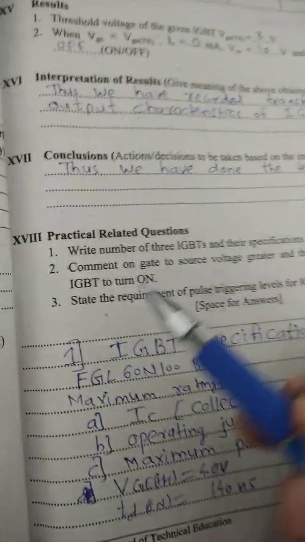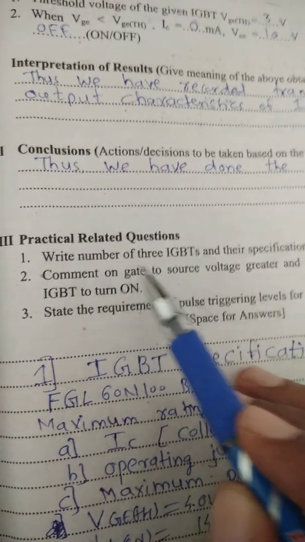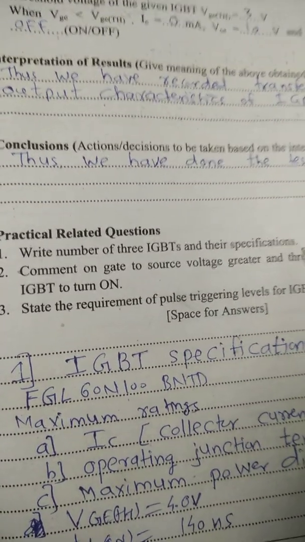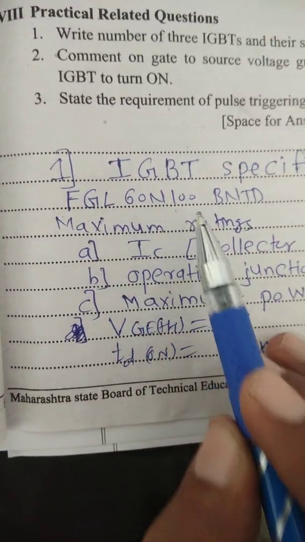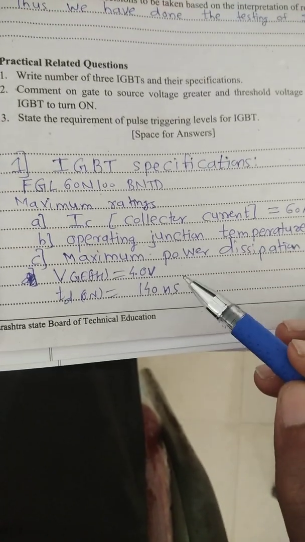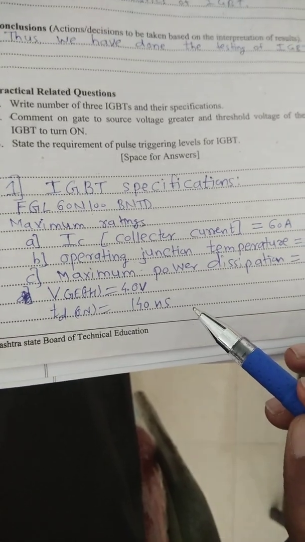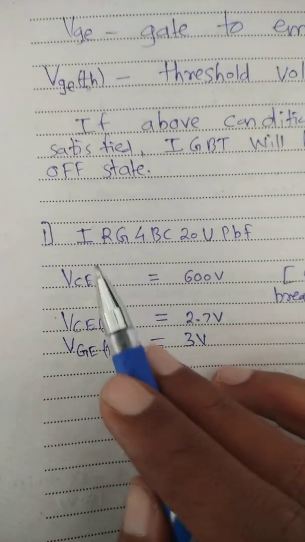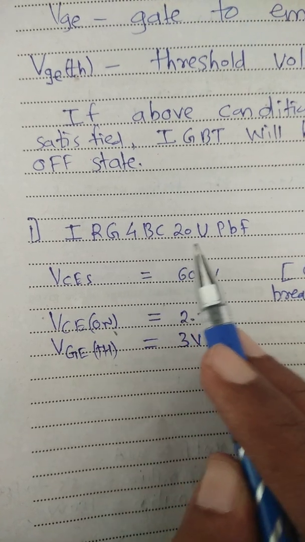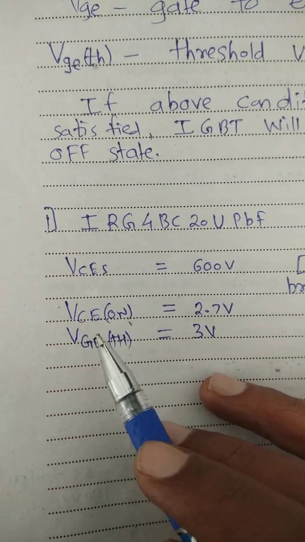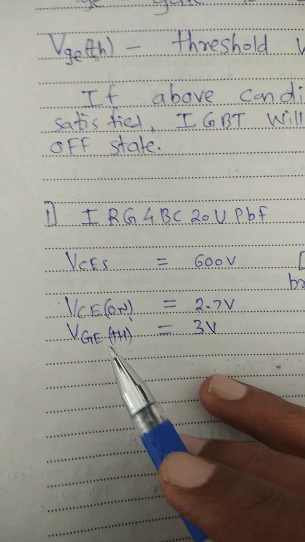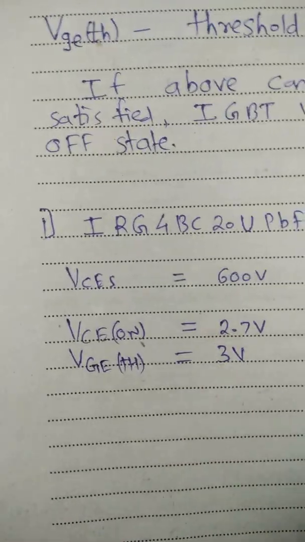In the question answer section, the first question is: write the number of 3 IGBTs and their specifications. So for the IGBT having number FGL60N100BNTD, these are the specifications. For another IGBT, IRG4BC20UPBF, specifications are given. Thank you.